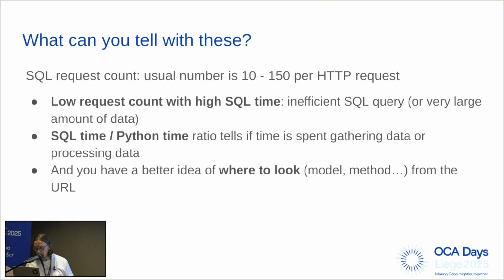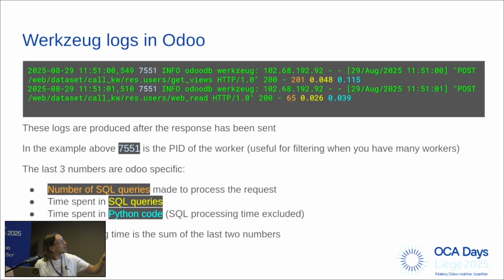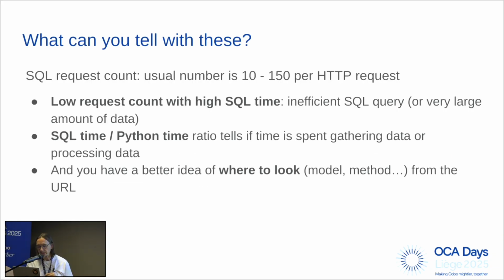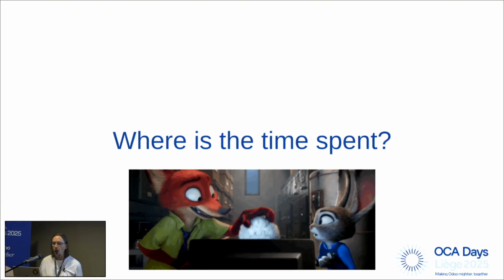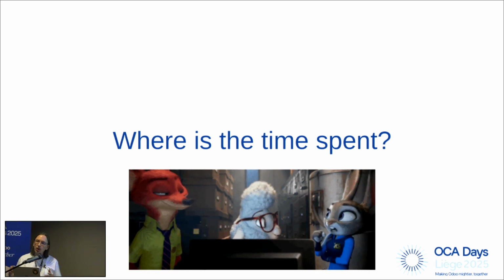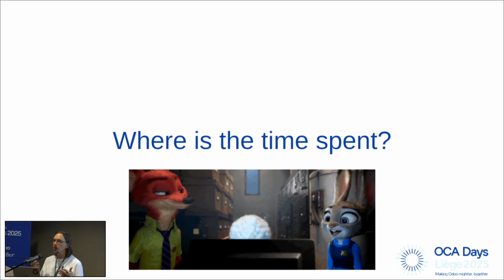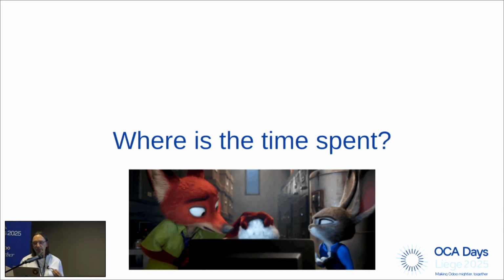And of course, you have information in the path here. You know what model is being accessed and what method is being called. You don't have the details of the request, you don't have the domain for a web search, for instance, but still it gives you a hint about what could be an issue. Okay, so we already have some information about what could be slow through the logs.